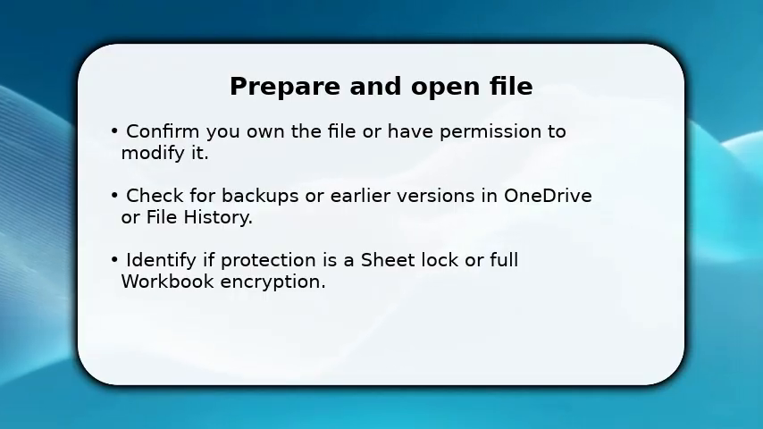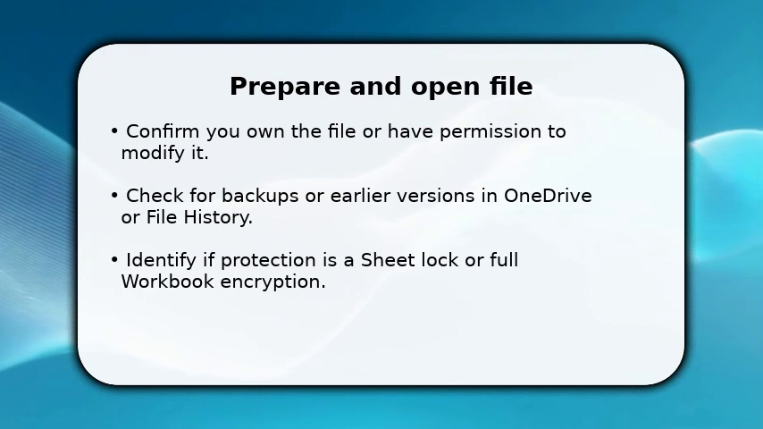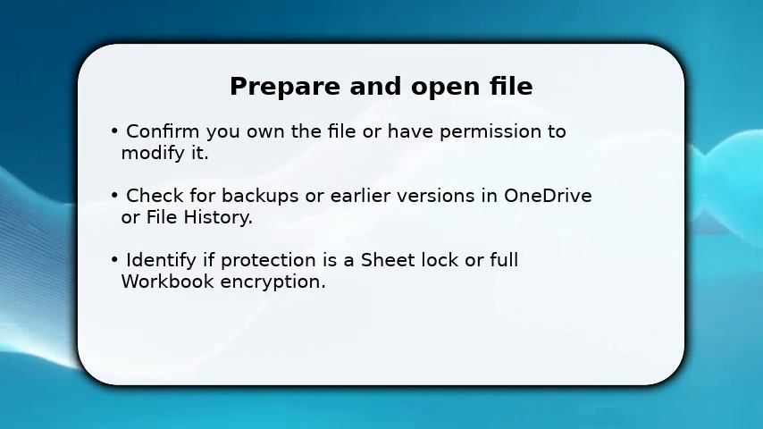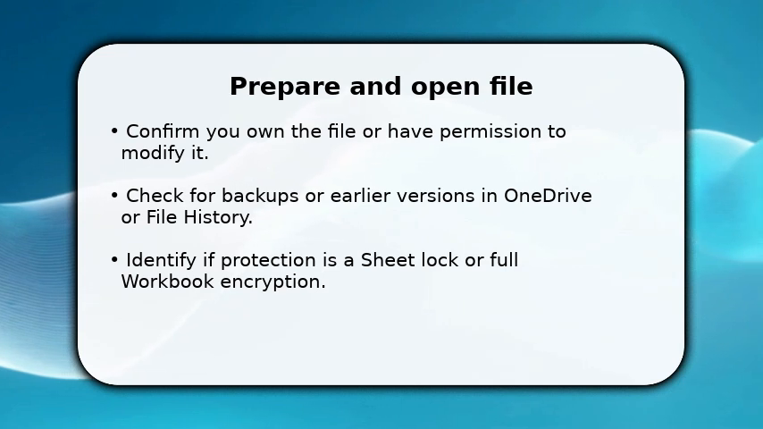You start by confirming you are authorized to remove protection. Open the workbook and note whether Excel asks to unprotect a sheet or to decrypt the entire file. These are different fixes. Once done, search OneDrive/SharePoint/file history for an earlier, unprotected copy.